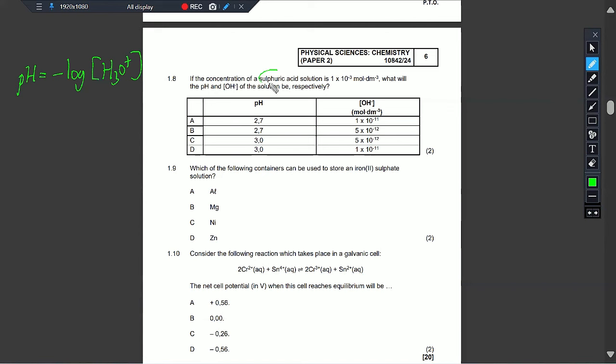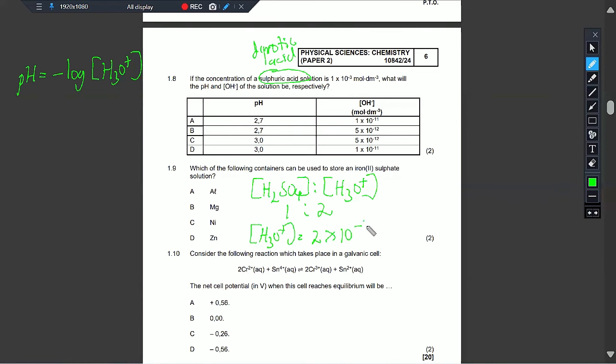But then note, sulfuric acid here, we refer to it as a diprotic acid. So the catch was here. This is a diprotic acid, meaning that the ratio of the concentration of the sulfuric acid to the concentration of the hydronium ions that it produces is 1:2. So for every 1 mole of sulfuric acid that reacts, there are 2 moles of the hydronium ions that will be produced. So that means the concentration of the hydronium ions would have to be twice the concentration of the sulfuric acid. So 2 times 10 to the exponent of negative 3 mole per dm cube.